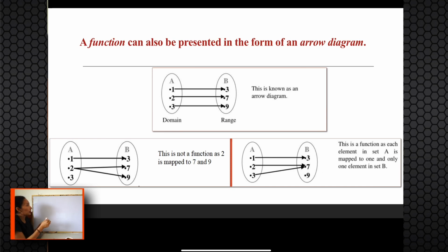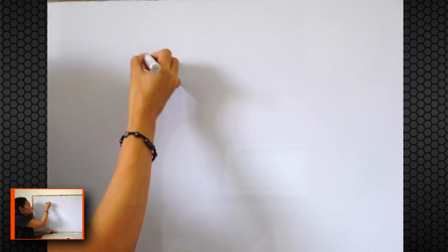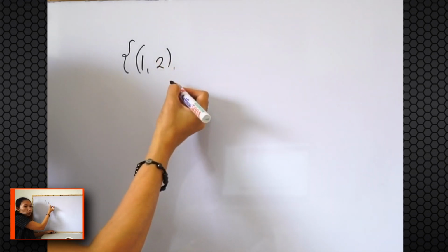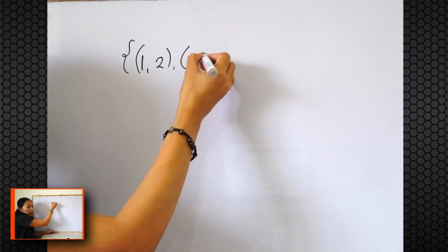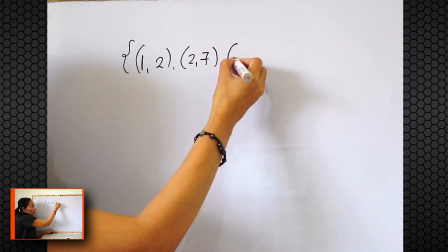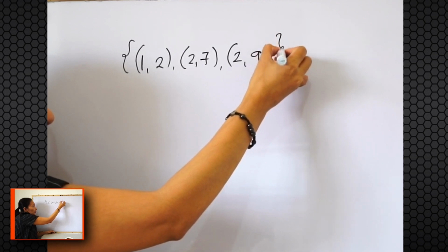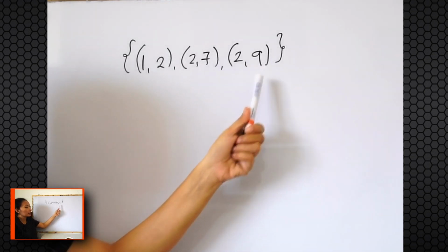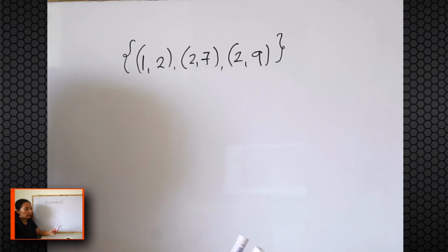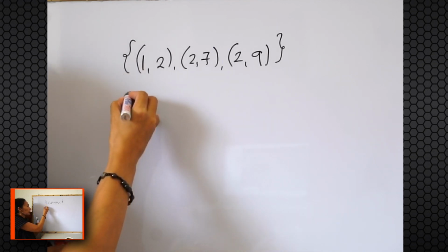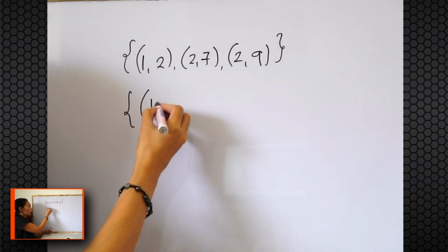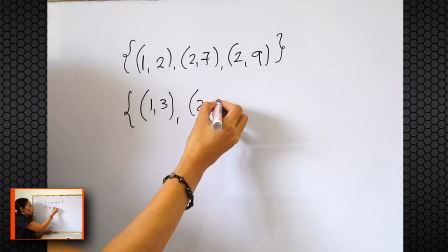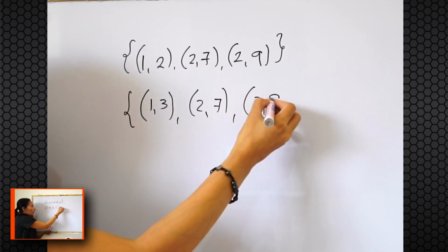Looking into the second mapping, the ordered pairs that we could get from there are (1, 2), (2, 7), and (2, 9). So this came from our second arrow diagram. Previous mapping, (1, 3), (2, 7), and (3, 9). Yes, so the first mapping, you could come up with the set of ordered pairs (1, 3), (2, 7), and (3, 9).